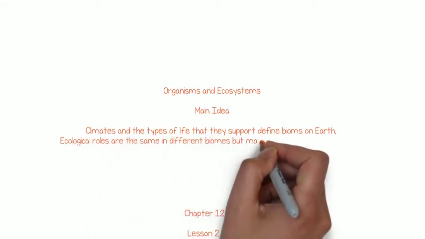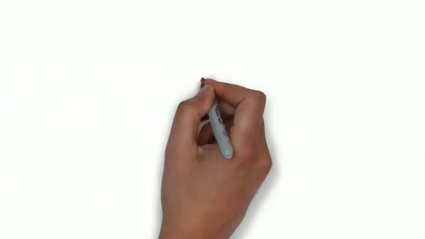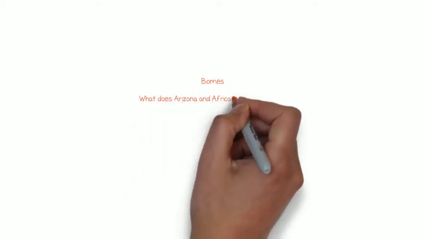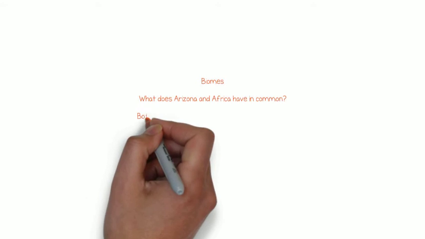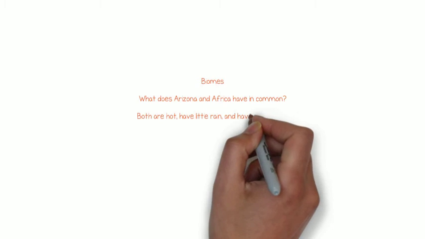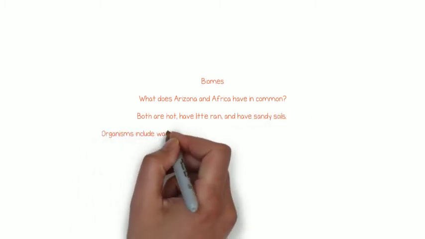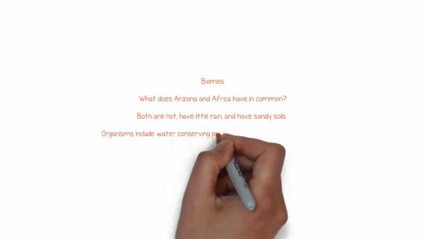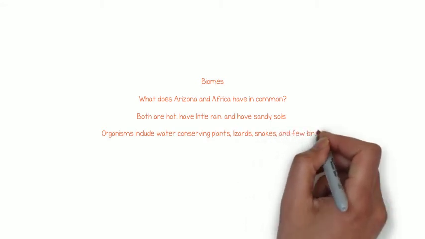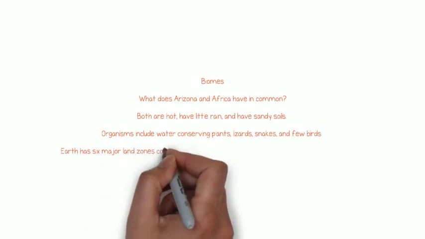Biomes. What does a desert in Arizona, like the one in Figure 15, have in common with a desert in Africa? Both are hot, have little rain, and have sandy soils. Organisms include water-conserving plants, lizards, snakes, and a few birds. Even widely separated regions on Earth can have similar organisms because they have similar climates and soils. Earth has 6 major land zones called biomes that support a different type of ecological community.